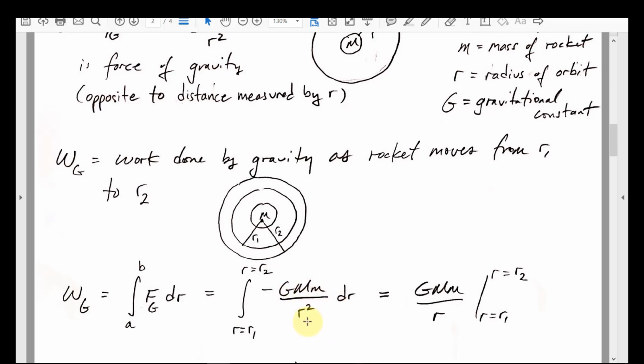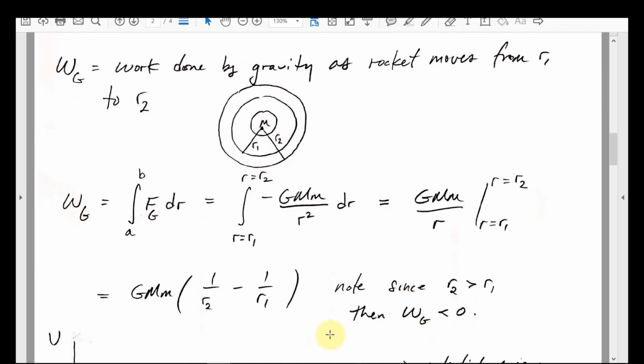So finding an antiderivative, what just happened right here is the G, M, and little m are all constants, and you've got r to the minus 2. An antiderivative would be r to the minus 1 divided by minus 1. The negatives just canceled right there. So this is the function that will plug in the two radiuses, and it'll look like this.